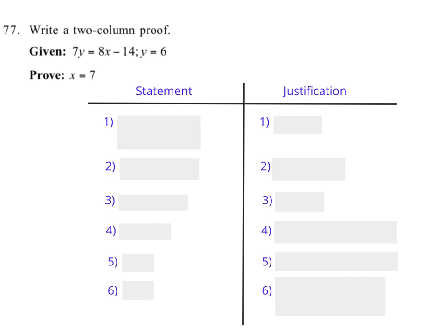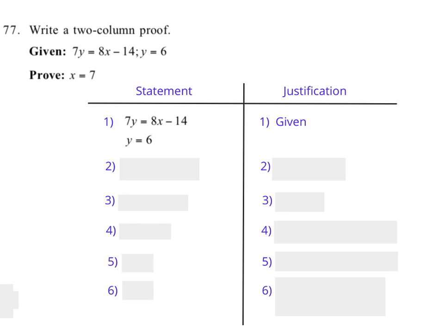Okay, we're writing a two-column proof that takes this equation, 7y equals 8x minus 14, and we also know that y equals 6, and trying to prove that x is equal to 7. So the first thing we should always do is to state what's given to us. It's given to us that 7y equals 8x minus 14, and y equals 6. Those were given, so we say given.